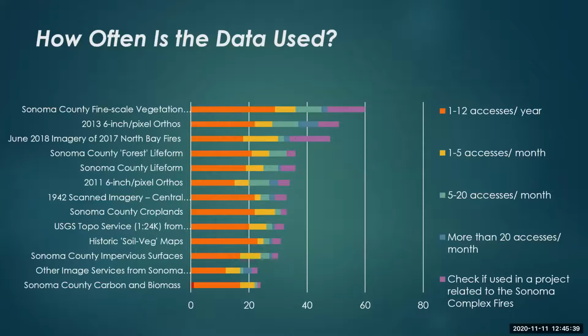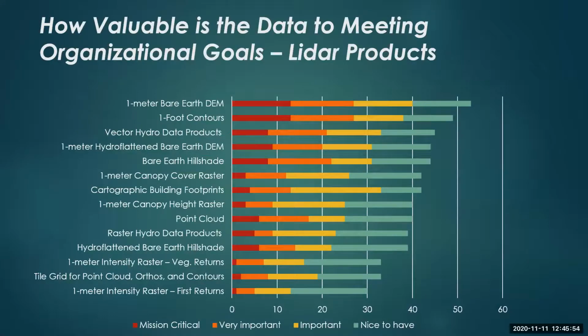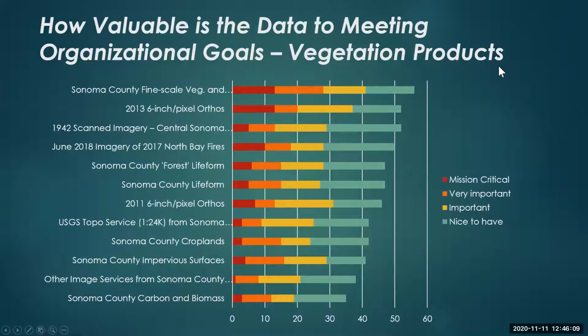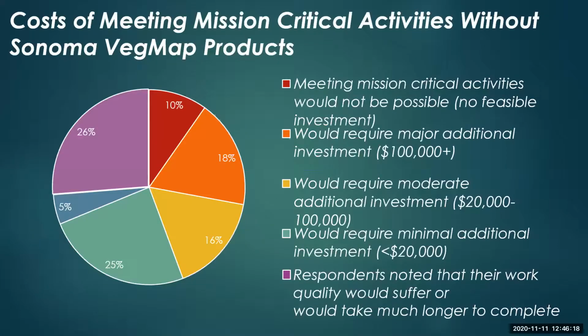How often do they use the data? They're using it a lot. Again, this is only made possible because the data is accessible on the web. So lots of uses, but it's got to be on the web. How valuable is the data? You can see that every data layer, this is just the Lidar products, every data layer is mission critical to at least one organization. And the same thing's true of the vegetation products. Every layer is mission critical to at least one organization. What are the cost savings of this data to the different organizations?